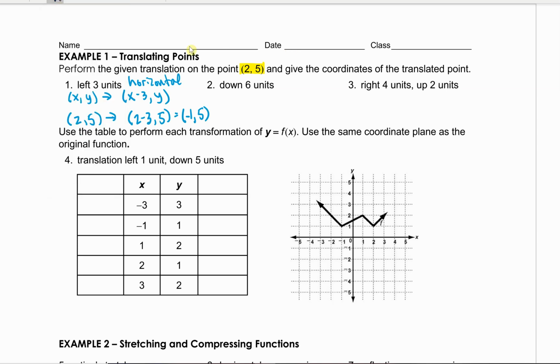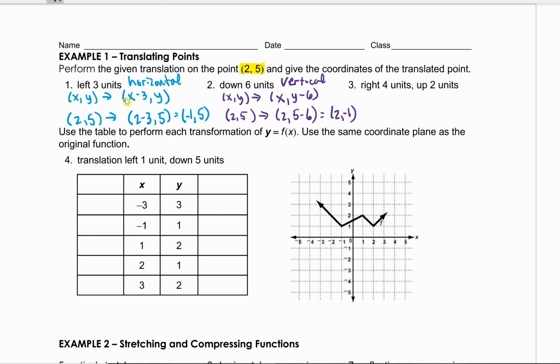If you get into the habit of writing out the rule, then life's going to be a lot easier, trust me. So down is a vertical change. So what are we doing? xy is going to become, let's see, we're going to do x and y minus 6. So same point, 2,5. We're going to go 2 and 5 minus 6. So 2, negative 1.